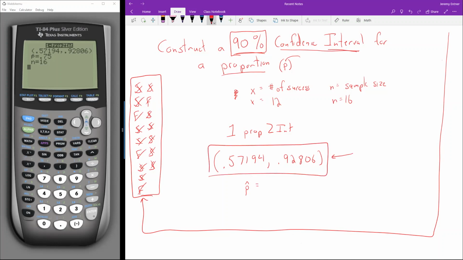But you'll see a p hat in there, a sample proportion, which is, if you remember, that's just x divided by n. So that's 12 divided by 16. Okay, so that's one way you can go about making these confidence intervals. I'll show you the formula for doing this in class.